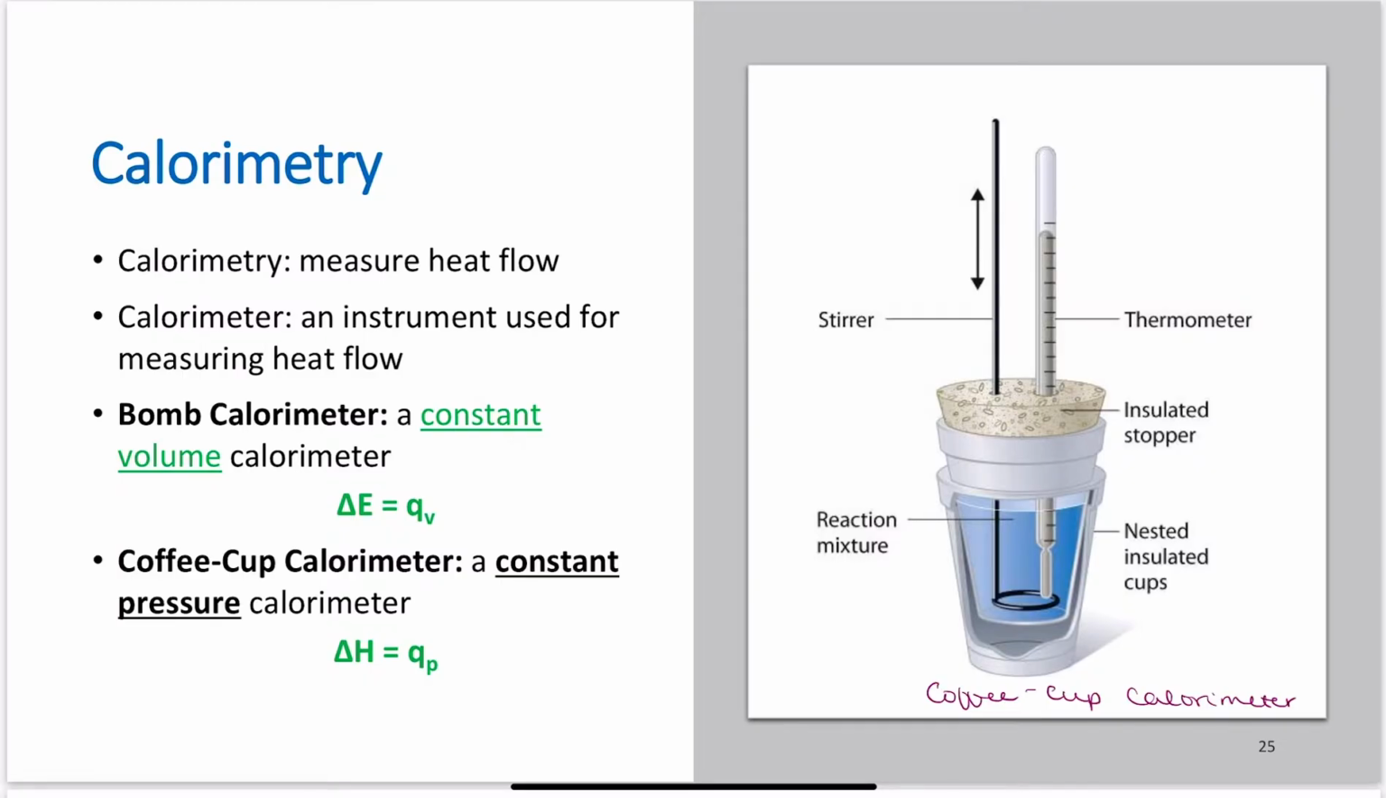So the difference, and we'll delve into this a little bit more, but a bomb calorimeter is a constant volume calorimeter where the change in energy is equal to Q sub V. Again, sub V meaning constant volume. And a coffee cup calorimeter is a constant pressure calorimeter. So because we're at constant pressure conditions, we have delta H.